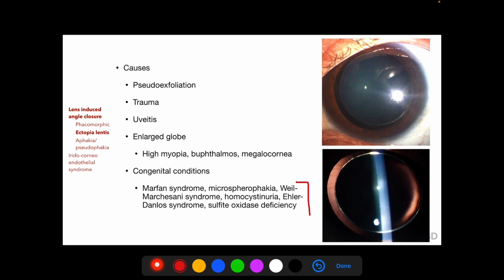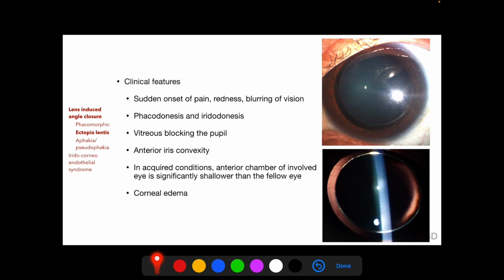This cluster of syndromes is important to remember, and we'll be further discussing them in the section on crystalline lens and cataract. Clinical features of pupillary block due to ectopia lentis are sudden onset of pain, redness, and blurring of vision, and usually we'll find phacodonesis and iridodonesis. Phacodonesis and iridodonesis refer to tremulousness of the crystalline lens and the iris respectively, which we may be able to detect on the slit lamp by asking the patient to move his or her eyes.